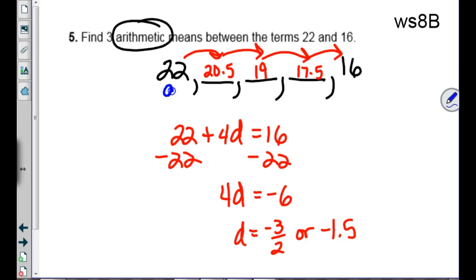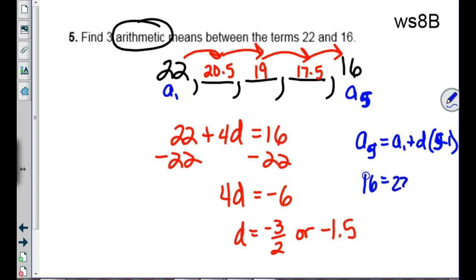You could have also, guys, said this is term 1 and this is term 4. So then you could have put it in a sub 4 is a sub 1 plus d times 4 minus 1. Did I do that right? 1, 2, 3, 4, 5. No, this is the fifth term. That was what was messing me up. So then you would have 16 equals 22 plus the difference 4 times. So it's the same thing we did the other way. I like just writing the blanks.